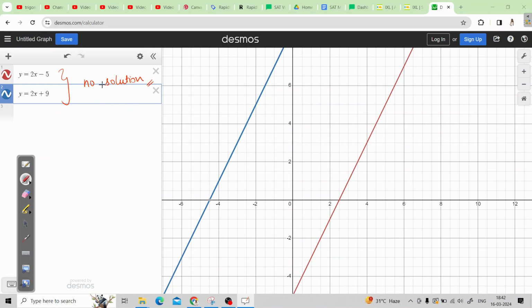Such a system of equations which has no solution is called inconsistent. Then finally we have a system of equations which has infinitely many solutions. First of all, you just need to be very careful that the slope of two parallel lines will always be the same and the y-intercept will be different.